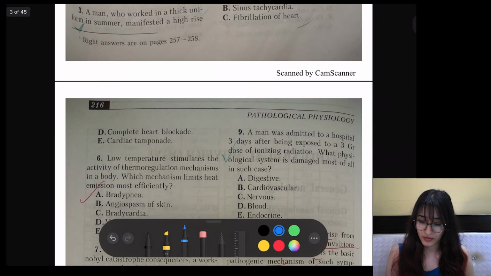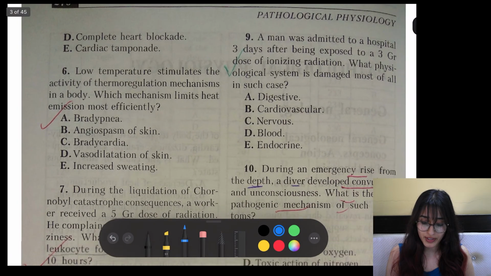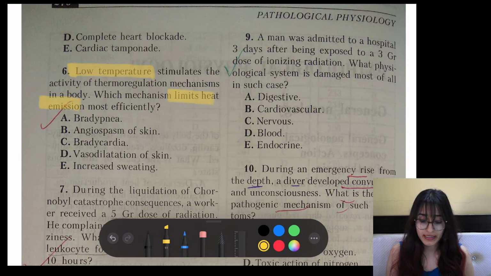So that was it, you just have to know only this much for that question. Next question. Low temperature stimulates the activity of thermoregulation mechanism in the body. Which mechanism limits the heat emission in the body? So as opposite to hyperthermia, this is the case of hypothermia.